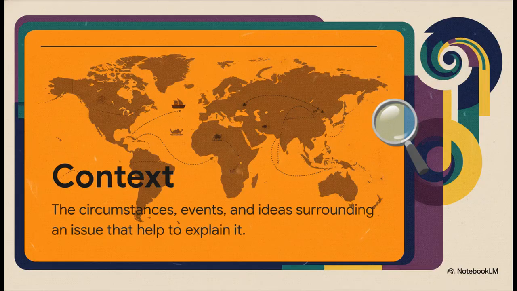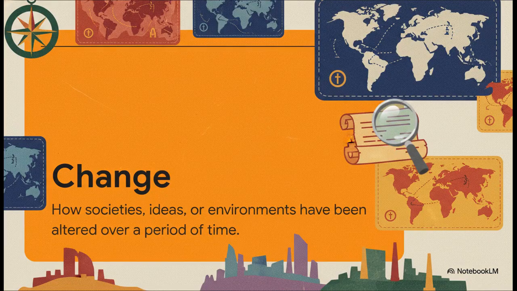The first C is context. The easiest way to think about this is the setting of your historical story. It's everything going on around an event that helps us understand why it happened in the first place. You know, a map showing major trade routes gives you amazing context for how ideas, or even diseases, spread across the world.